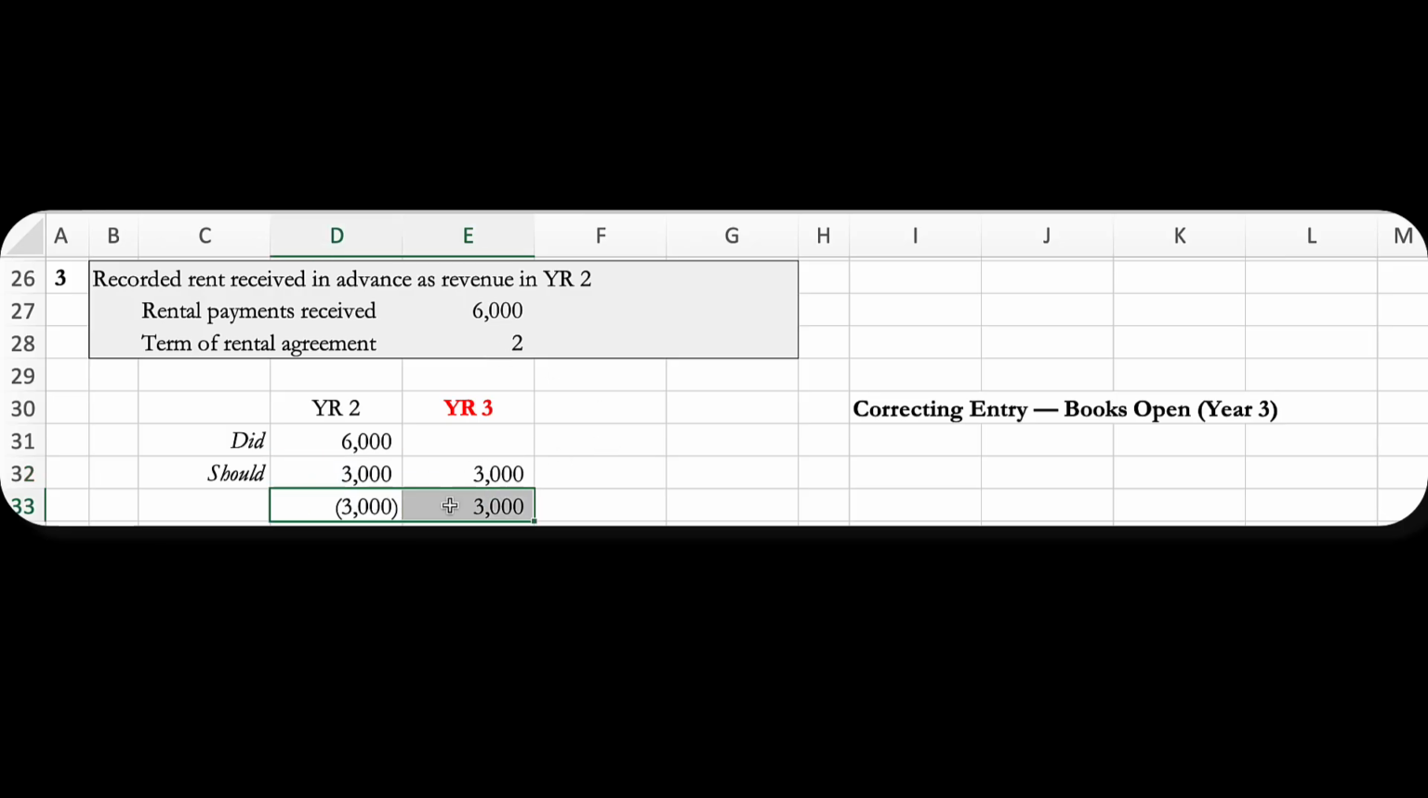Again, I can look at this row right here as what I would do to net income, what I would do to fix net income. If I was in year 2, I'd be subtracting $3,000 because I had recognized $3,000 too much of revenue. But I'm in year 3, so what would I do to net income? I need to add $3,000 and recognize $3,000 of income. So if my books are open, I can do that, right? I would draw my line right here. My books are open, so this is where they're closed.